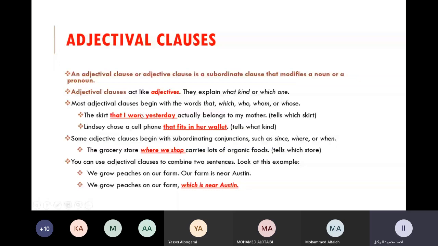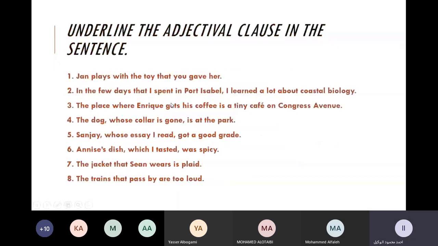Going to practice number 8. We need to underline the adjectival clause in the sentence, starting with Yasser. Yes. Number one. Jan plays with the toy that you gave her. So where is the adjectival clause here, Yasser? Where is the adjectival clause?